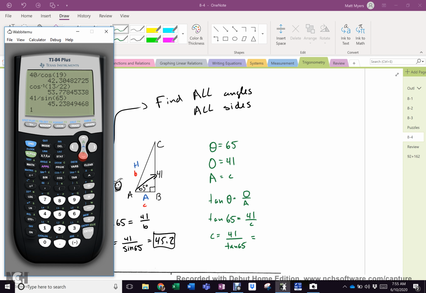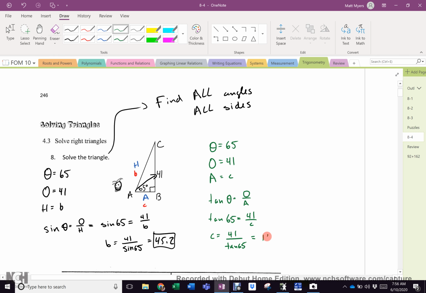41 divided by tan 65. And I get 19.1. That's this side. Now, I've got 41, 45, 19.1. I've got all my sides, 65.